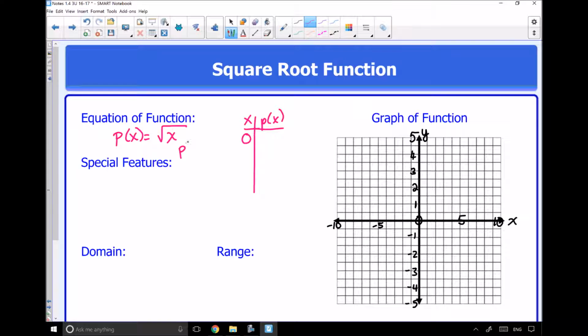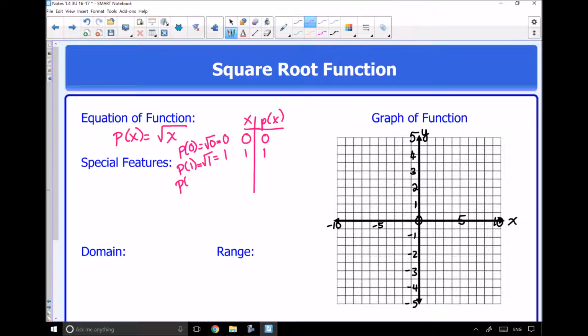So when I find p of 0, I'm going to take the square root of 0, which is 0. So this will be 0. If I want to plug 1 in, I'm going to take the square root of 1, which is 1.